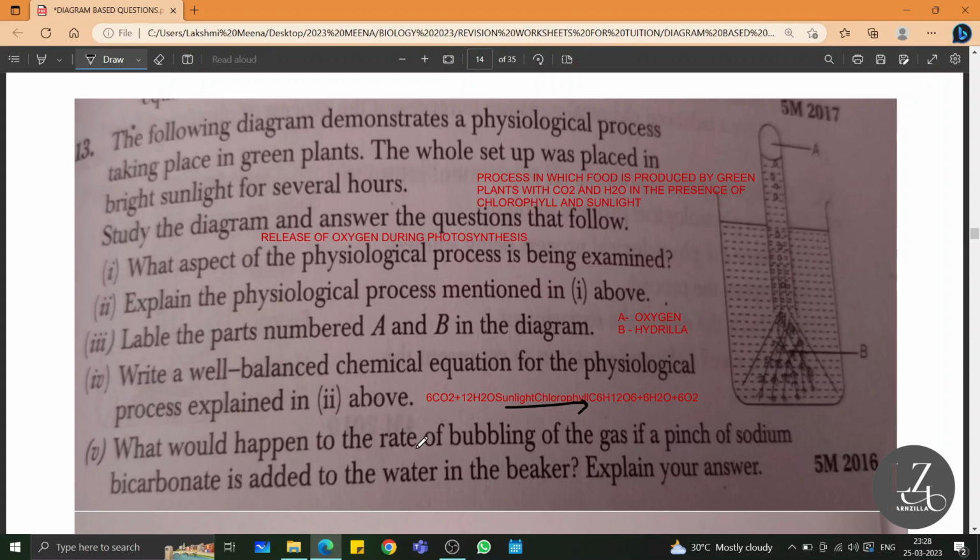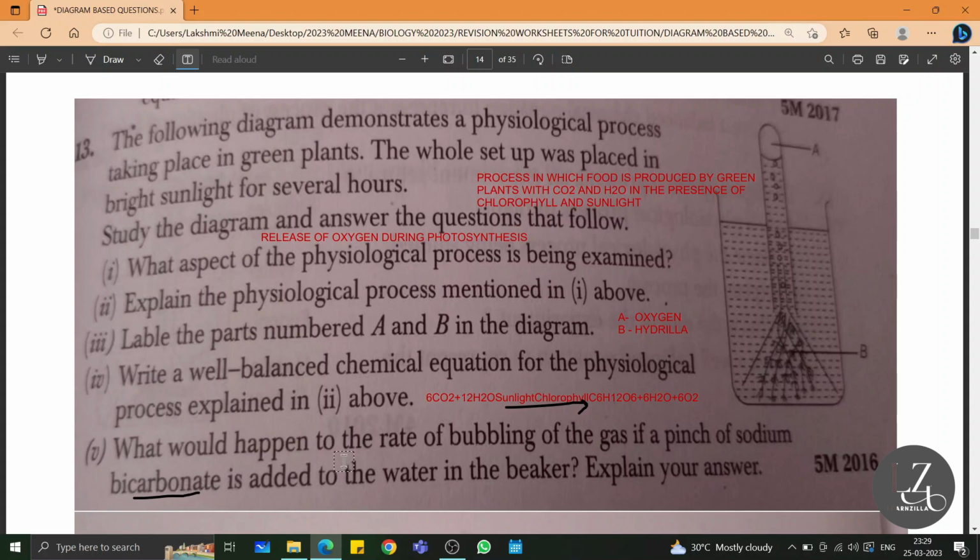What would happen to the rate of bubbling of the gas? We generally see oxygen gas bubbles up in water. So what will happen if a pinch of sodium bicarbonate is added to the water in the beaker? And after your observation you need to also explain it. So what will happen?